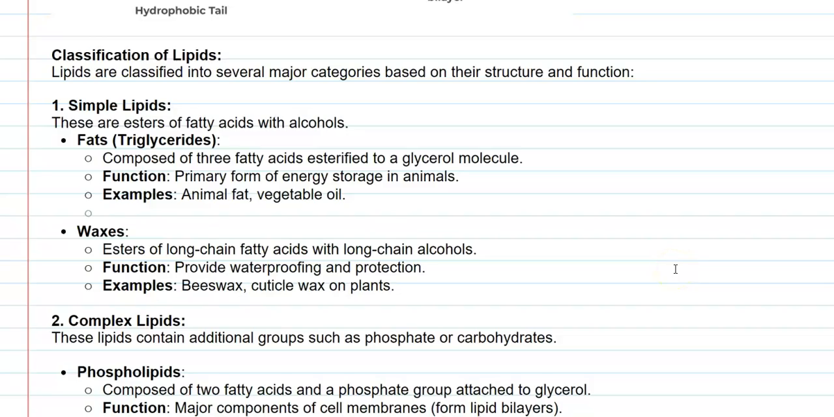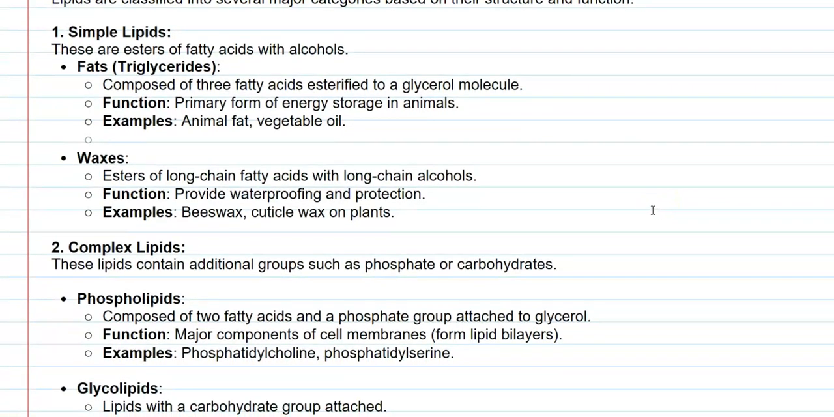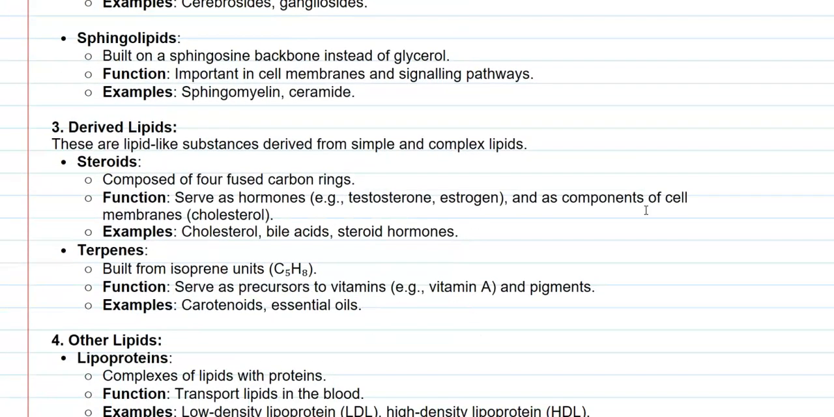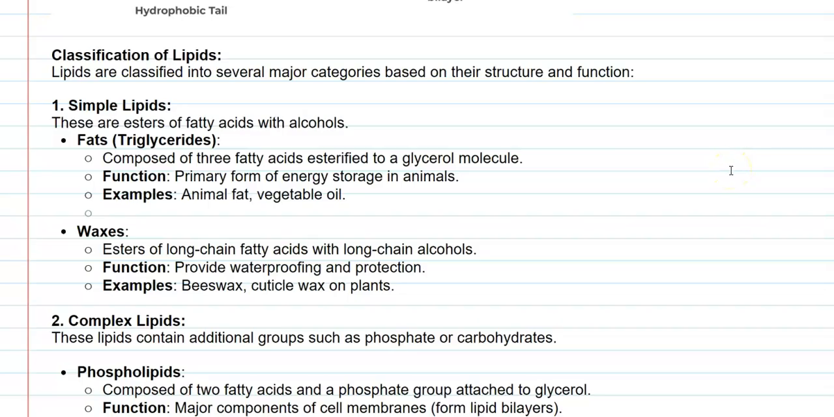Next we look at the classification of lipids. Lipids are classified into several categories based on their structure and function. They are broadly classified into simple lipids and complex lipids. The third one is the derived lipids, and all others are grouped as other lipid groups of molecules. First one, the simple lipids.